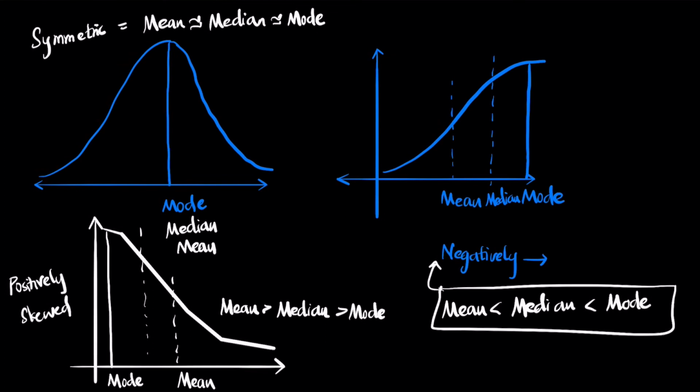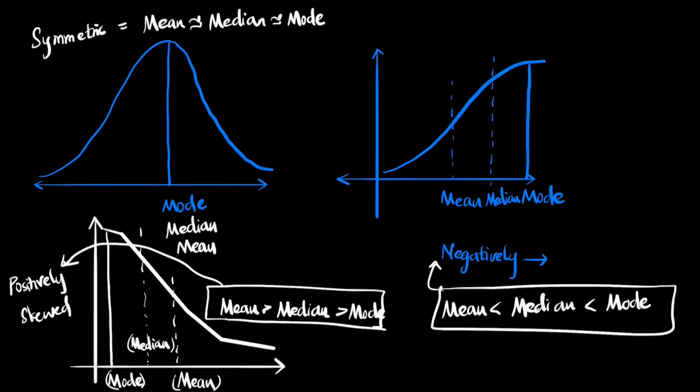Again, remember that the x-axis is what represents the value. So these values, so the mean is going to be the largest value. Next comes median, after that comes mode. So mean is the largest value. So in a positively skewed distribution, mean is greater than median and greater than mode.